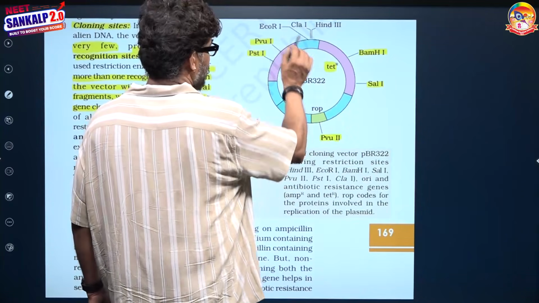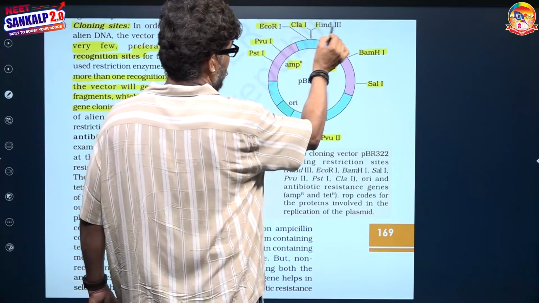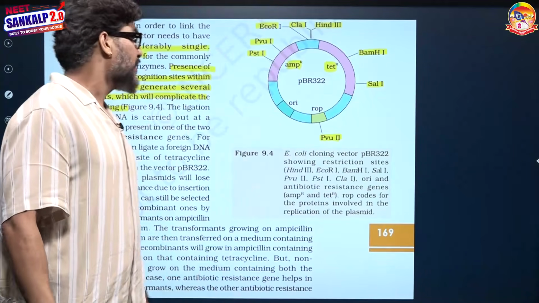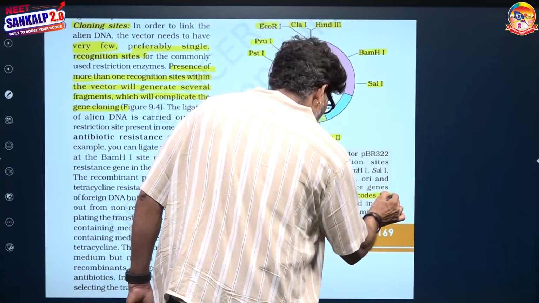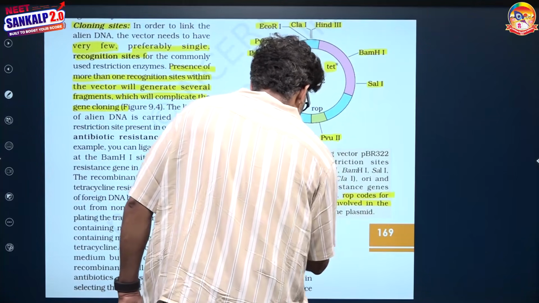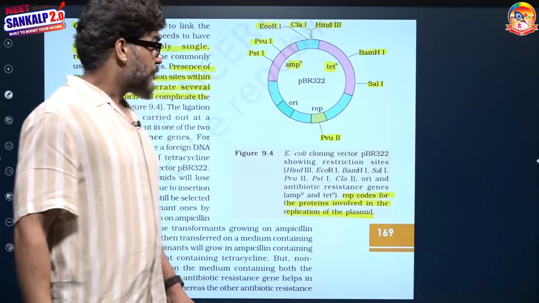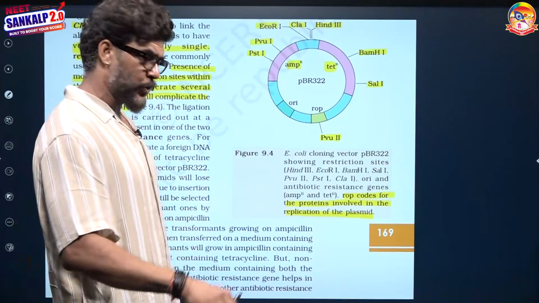And apart from this, EcoRI, ClaI and HindIII are also present. ROP, replication of plasmid, codes for the protein involved in the replication of the plasmid. It means ORI will start and ROP will proceed it.